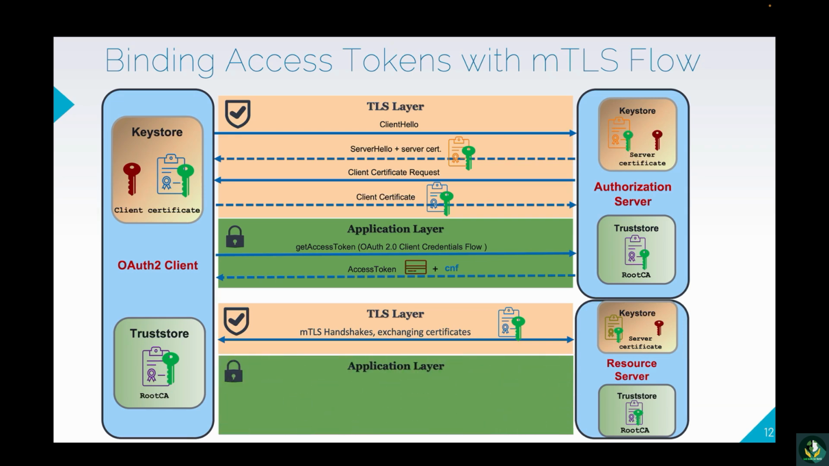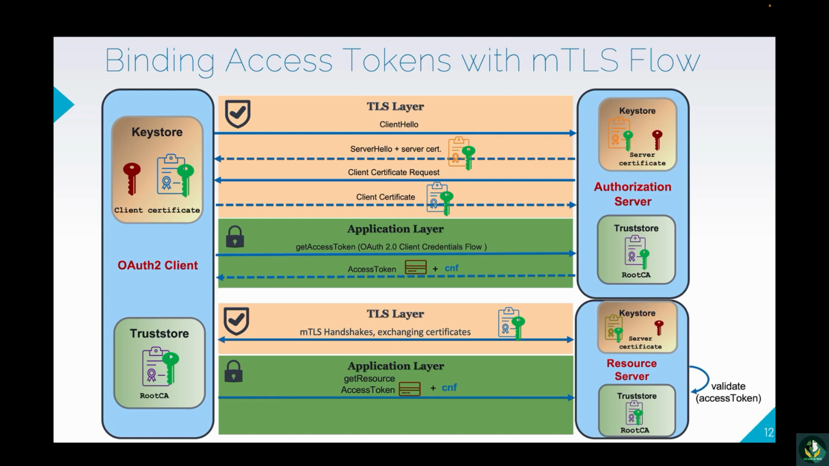Now we proceed to the application layer. The client sends a request to the resource server to obtain resources. As usual, the request includes the access token in the authorization header. But now it also includes the additional CNF claim. The resource server then validates the access token as usual.